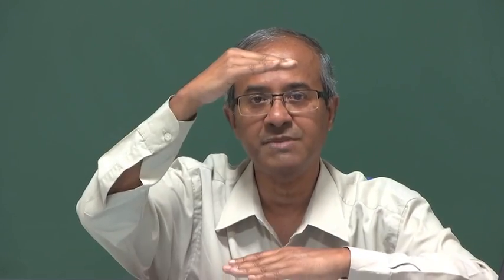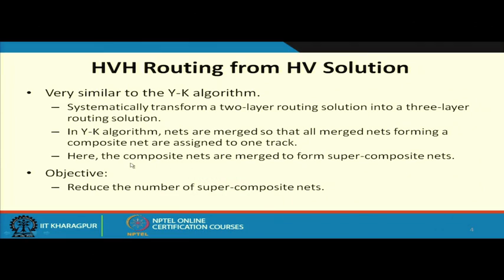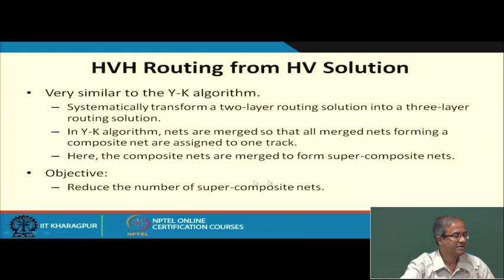Do we have 2 composite nets which we can possibly place on this M1 and M3 in the same location, same track position? That will of course reduce our total channel height. Okay? This is what we are looking at. So, we are trying to merge the composite nets to create something called super composite nets. This is an additional step here. So, our objective is to reduce the number of super composite nets.